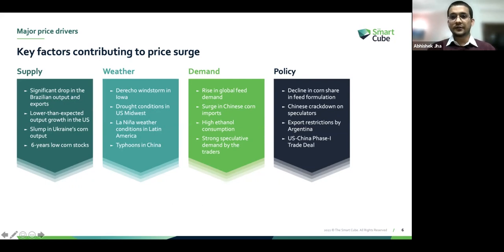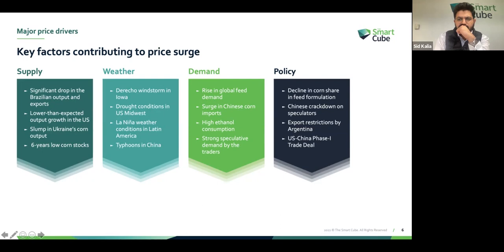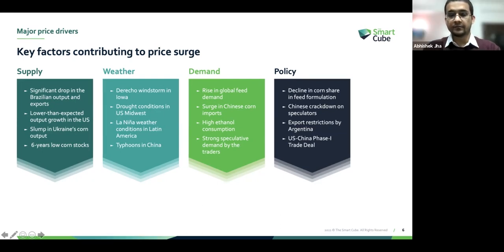Then, in order to contain some of the high level of prices, we have some policy developments from some countries. First of them would be the decline in the corn share in feed formulation, which was substituted by relatively less expensive grains like wheat and rice. Then there was a crackdown on speculators by China, which also helped in containing the imports level from China. It was also followed by restriction on the level of exports out of Argentina. And Argentina happens to be the third largest corn exporter. In order to contain the domestic prices, it tried to restrict the corn export as well.